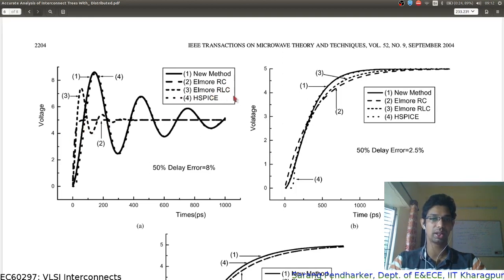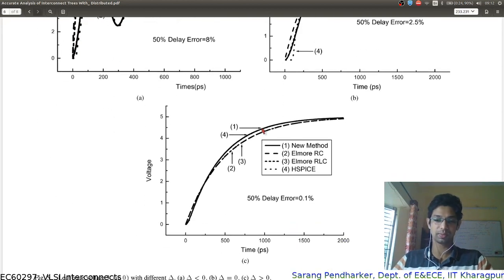So for example, when an overshoot is present, the Elmore model, which is shown by 2, does not show any overshoot because inductance is not considered. But when inductance is considered, there is an overshoot present, but that is not as accurately captured as it is captured in this case. Right, so you can again go through this paper.